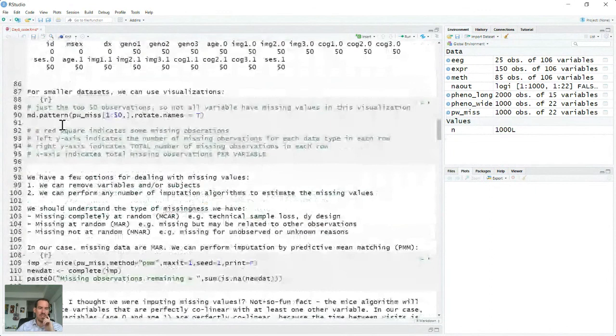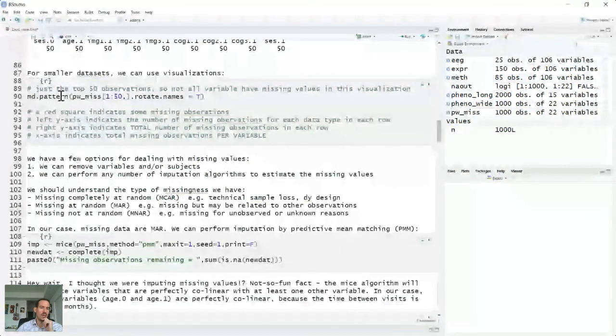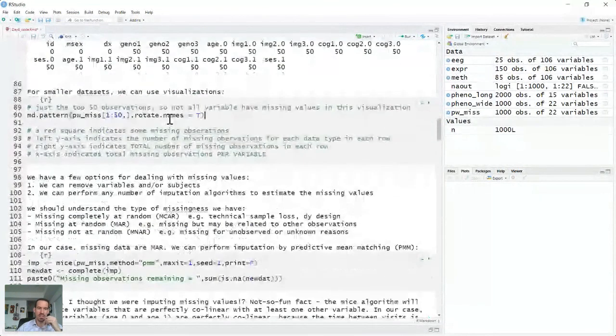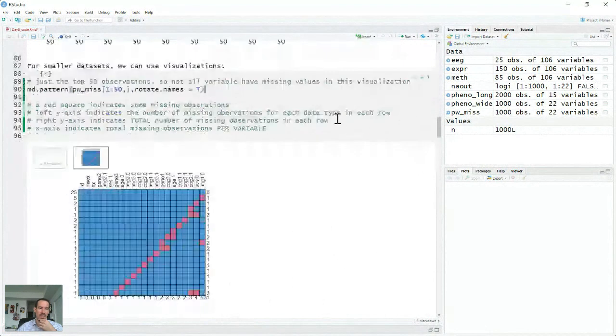There are a lot of nice visualizations built into some R packages for visualizing missing patterns, but they don't scale up well. In this data set, you have 1,000 observations and 22 variables. It's hard to see patterns. But if I take this data set with some missingness, and just take the first 50 rows, so the first 50 people and all 22 variables, and run this function called md.pattern, which is like a missing data pattern.